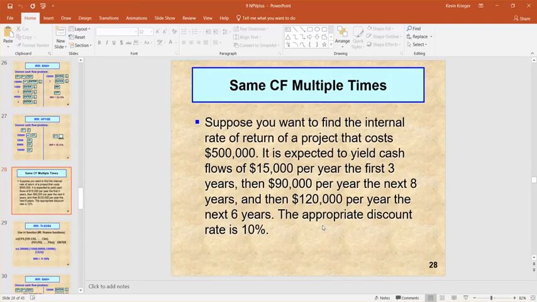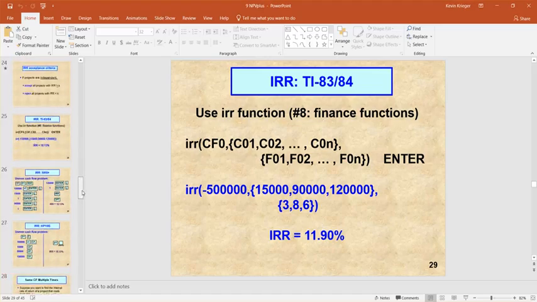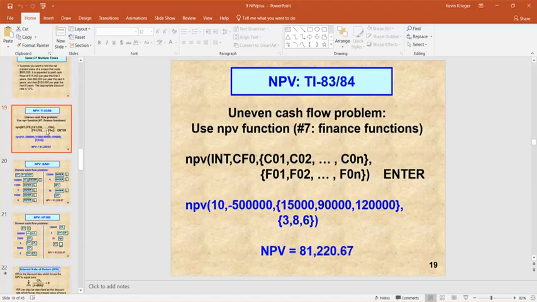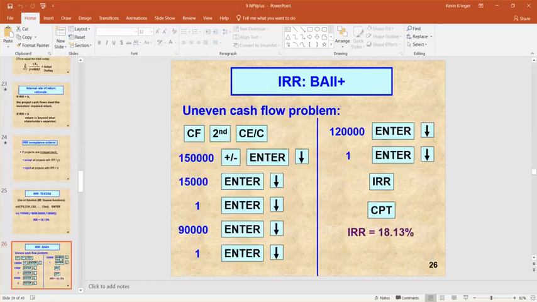You can use the same shortcuts with frequencies when you're doing IRR, the same frequency shortcuts that we did with NPV. So for example, with this 500,000 and the 15,000 3 times, 90,000 8 times, 120,000 6 times, this typing right here on slide 29, that's the exact same calculation that we did on slide 19. It's just that you get to omit the 10 comma. You get to start with IRR, open parenthesis, before you type in your values.